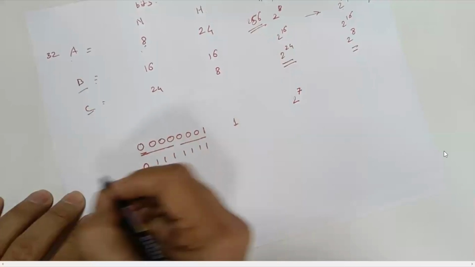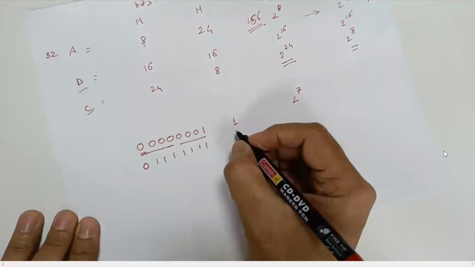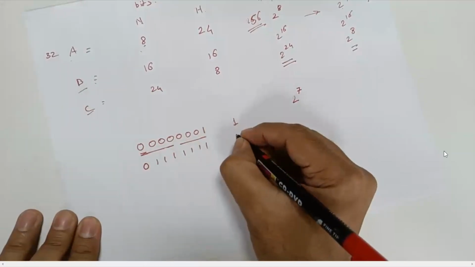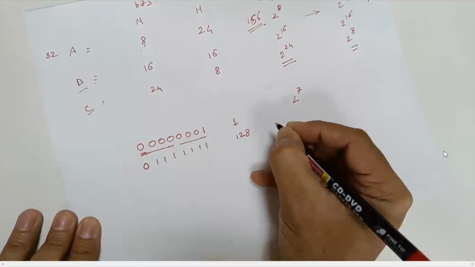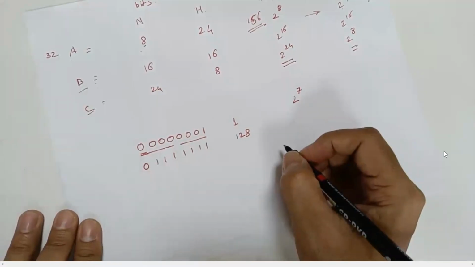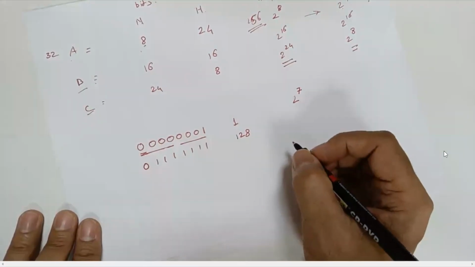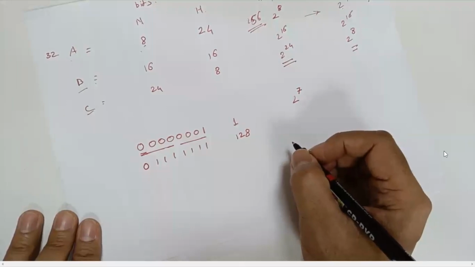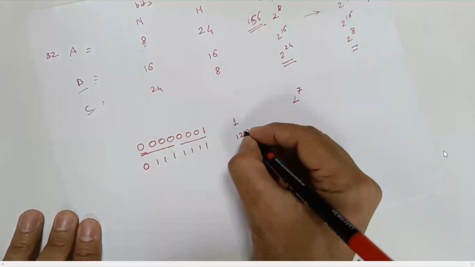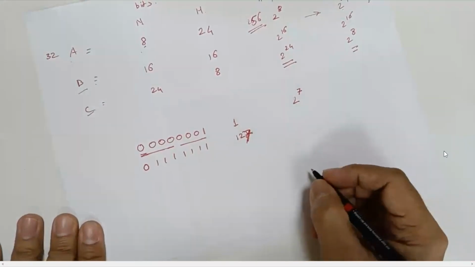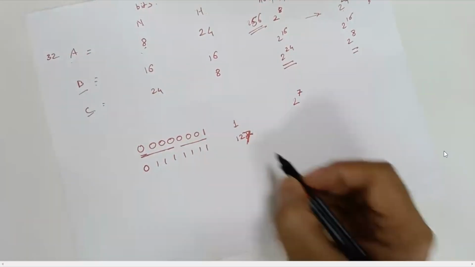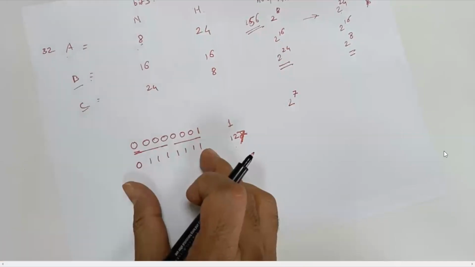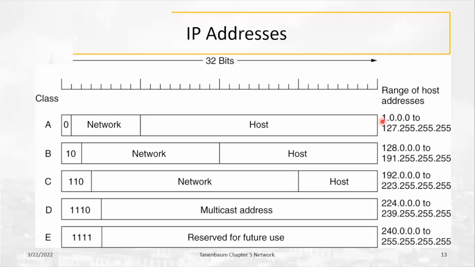See, 2 raised to 8, that means all ones, correct? It is 128. Is it correct? So it should be 127, right? 127, okay. So that's it. This is the maximum value you can have in the first octet. So if the first octet value lies between 1 to 127, that means it is a class A.